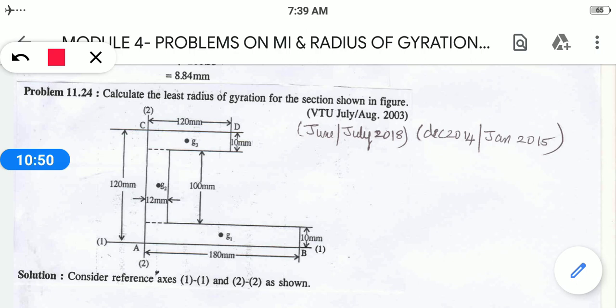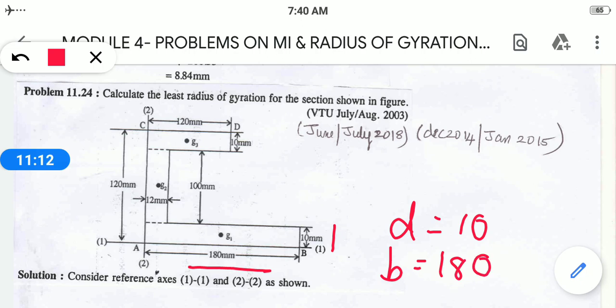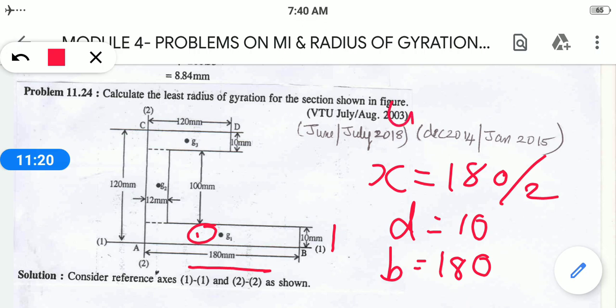To find the IGX, it will be equal to BD cube divided by 12. Substitute, sorry, this is 180 mm. Substitute B is equal to 180 and D is equal to 10 mm for the first thing. If you are going to do the IGY, take D is equal to 10 and B is equal to 180 mm. This is for your first element. X is equal to 180 divided by 2 and Y is equal to 10 divided by 2. Same cases we are going to adopt for the second and third elements.